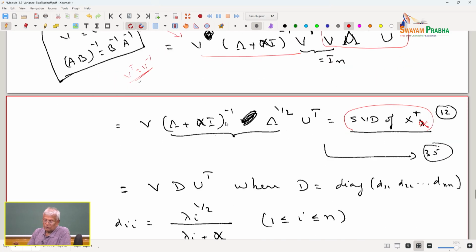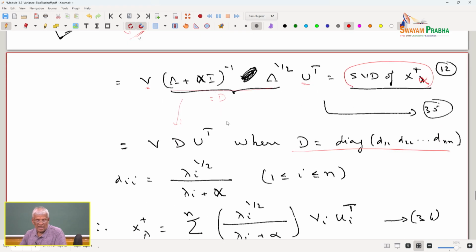Now, look at this. This is V, this is U transpose. This matrix that comes out, I am going to call this capital D. So, this reduces to V D U transpose, where D is the n by n diagonal matrix. This is a diagonal matrix, this is a diagonal matrix, and the product of two diagonal matrices is a diagonal matrix. This is lambda to the power half, that is lambda i to the power half. This is (lambda plus alpha I) inverse, so lambda i plus alpha. So the diagonal element d_ii is equal to lambda i to the power half by lambda i plus alpha.